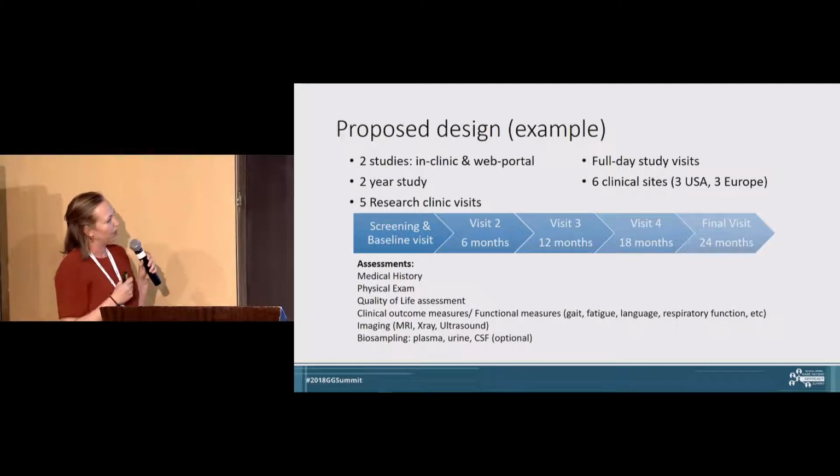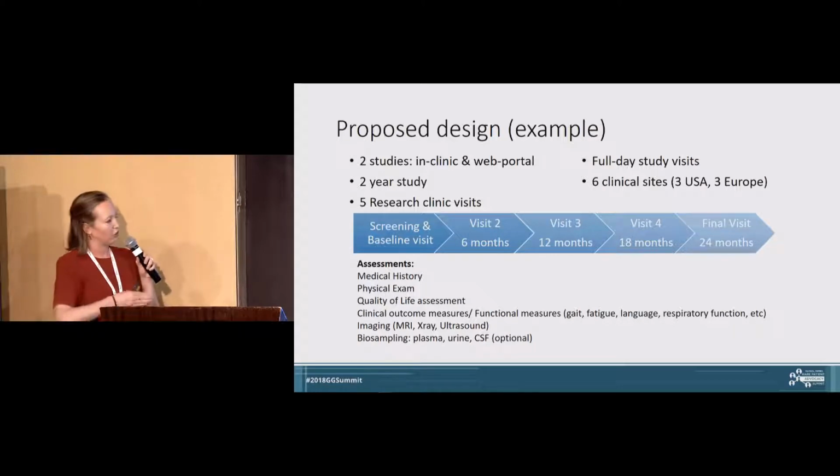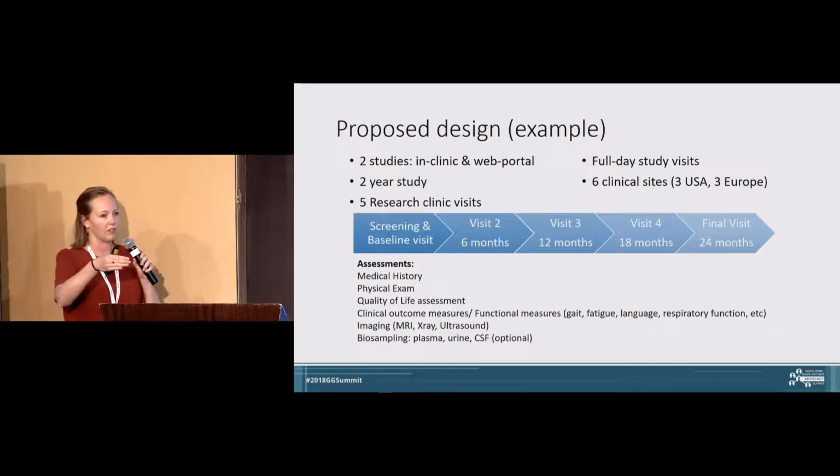For one disease we're working on right now, it's a 2-year study that we're doing natural history on. We have 5 research clinic visits per patient. Each is 6 months in frequency. So you have a screening visit. In another 6 months, you come back. Another 12 months, 18 months, and 24 months until the end of the study.